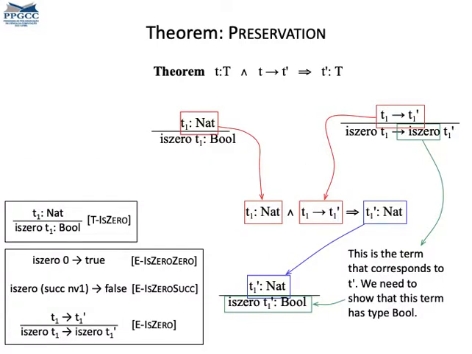Here's the drawing of the proof. We are simply plugging the facts that we know from the premises in the theorem, again, to derive that T1 prime is nat by induction. From this new fact, we can use T-iszero to derive that iszero T1 prime is bool.